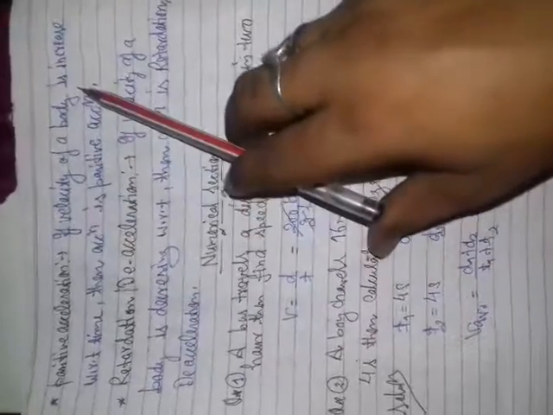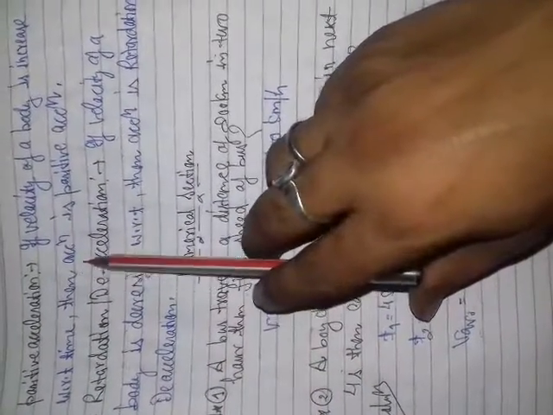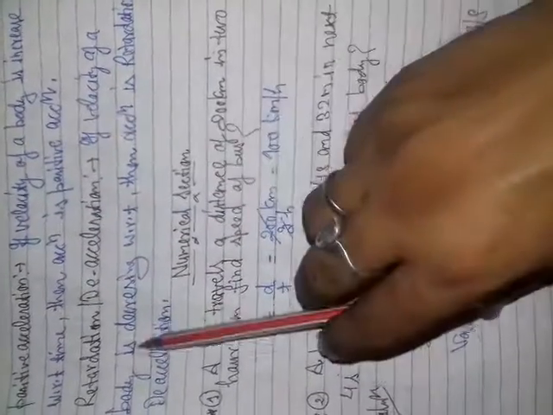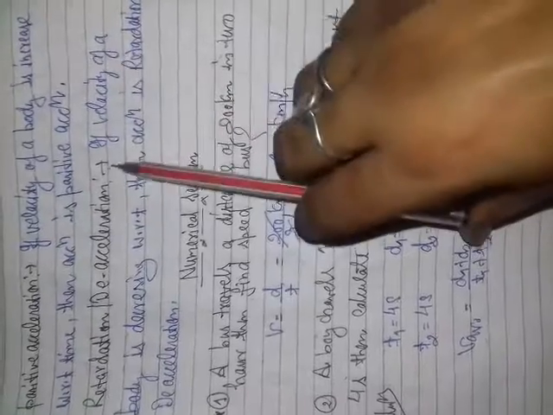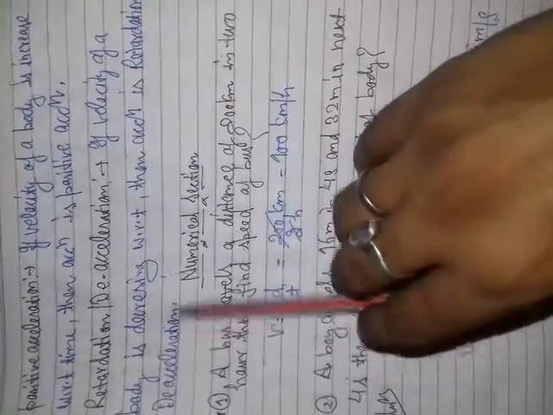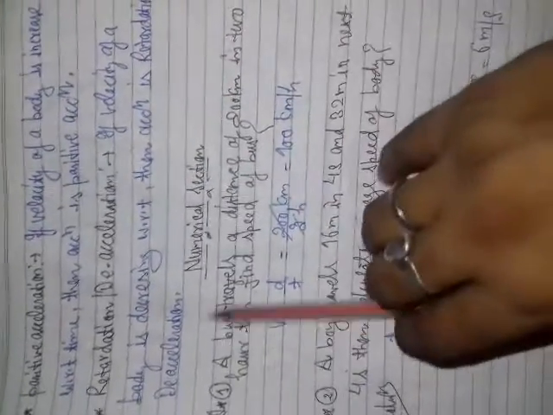If the velocity of a body increases with respect to time, this type of acceleration is known as positive acceleration. Retardation or deceleration: if an object is moving and its velocity decreases with respect to time, then the acceleration is known as retardation or deceleration.